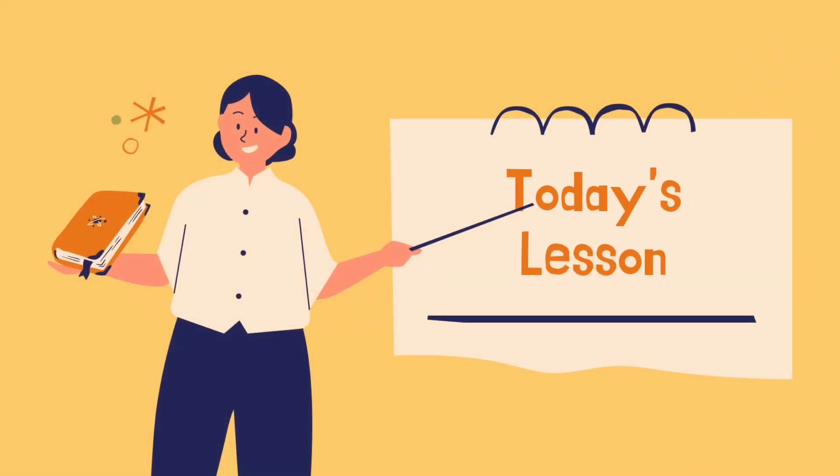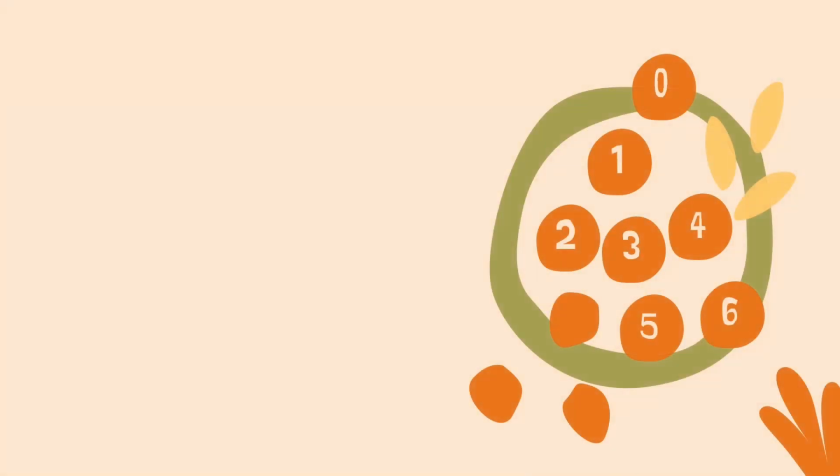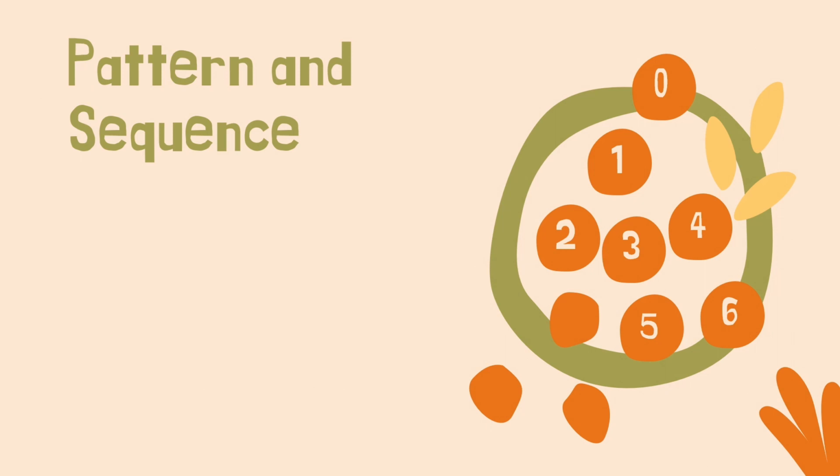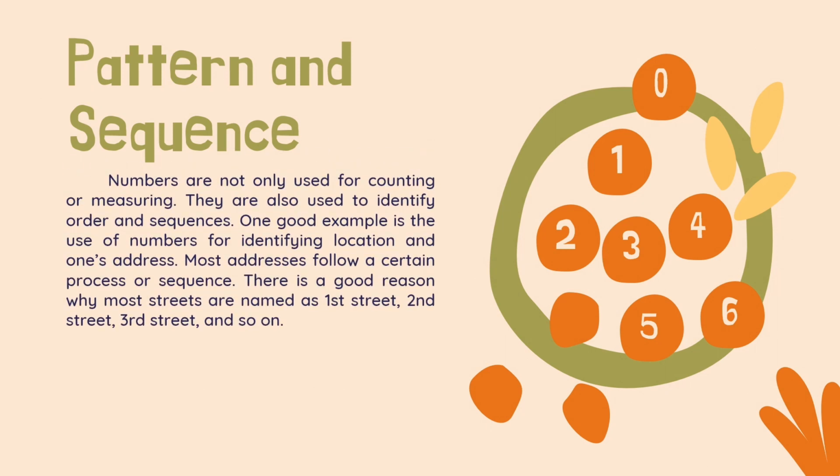Now, are you ready for today's lesson? I hope so. Our topic is about pattern and sequence. Numbers are not only used for counting or measuring. They are also used to identify order and sequences. One good example is the use of numbers for identifying location and one's address. Most addresses follow a certain process or sequence. There is a good reason why most streets are named as First Street, Second Street, Third Street, and so on.